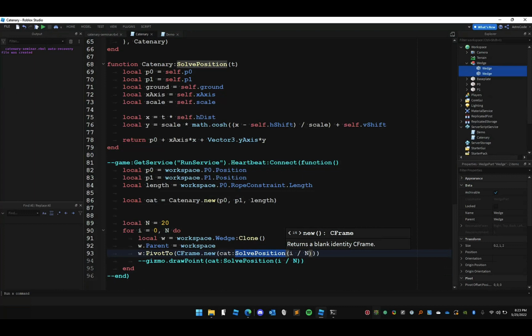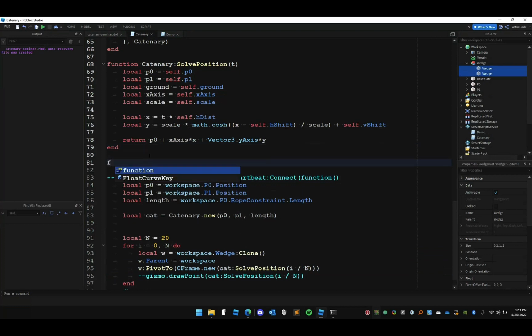It's the CFrame math part of the live stream. You get $5 if you can get it right the first time. I will see. All right, I'll take you up on that.